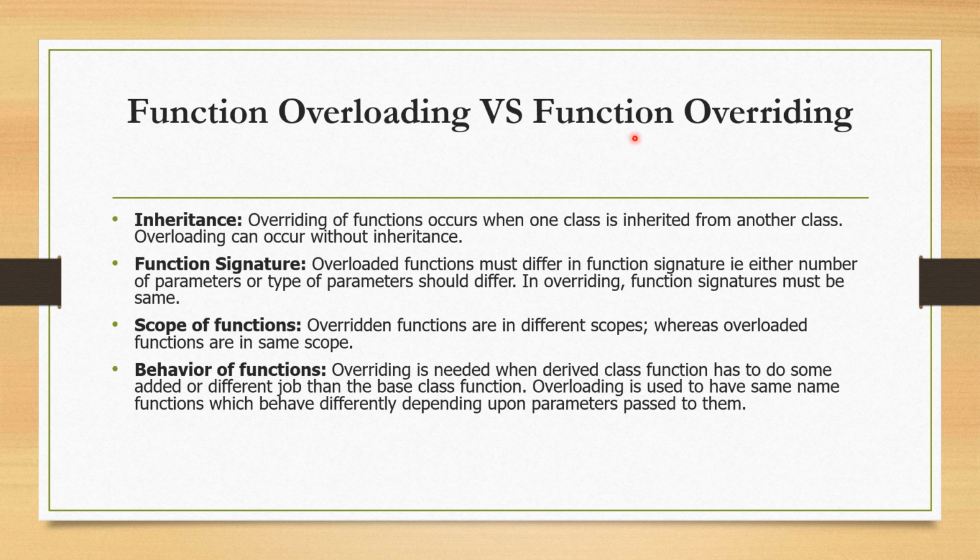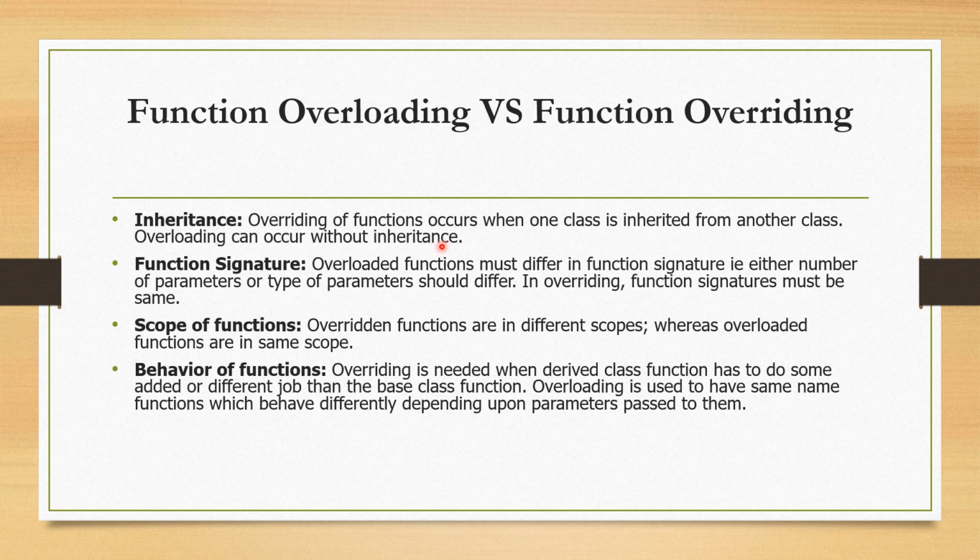Now after understanding the concept of function overriding with various examples, and function overloading that we have already implemented in class, what will be the differences between these two? So now you can understand them well. First one is inheritance. Obviously, overriding of a function occurs when one class is inherited from another class. That means the overriding concept is used in inheritance only. And overloading can occur without inheritance also, without the concept of objects of classes also.